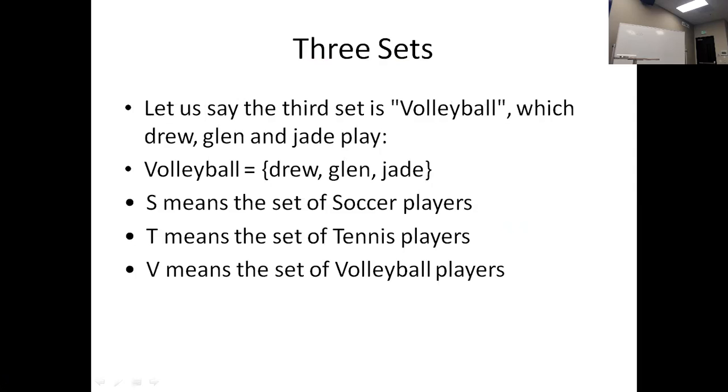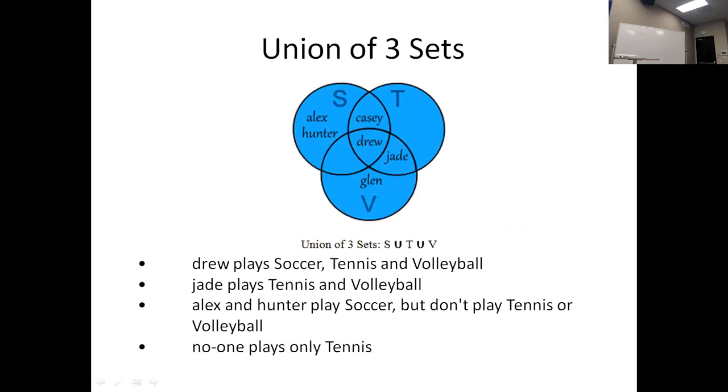Let's say, for example, there is a 3rd set, volleyball. There is Drew, Glenn, and Jade. So volleyball has these 3 guys. S is for soccer, T is for tennis, and V is for volleyball. Okay, so the union of them would look like that picture that you can see on your PowerPoint. It includes all of them. Drew plays soccer, tennis, and volleyball. But when you look at their intersection, you find only one of them that plays all the three.